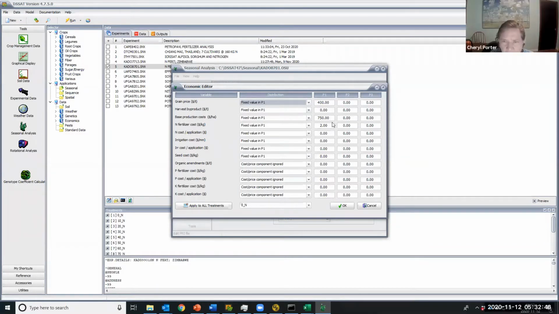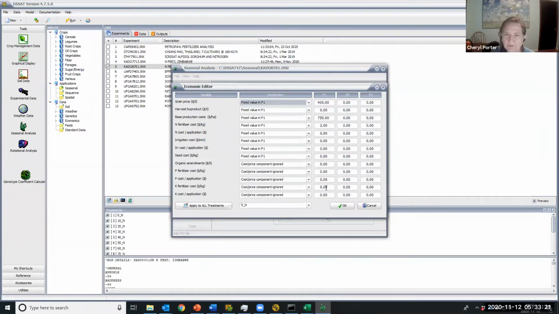So the other two costs that were given were $2 per kilogram of nitrogen. So I've used that here. And a fixed base production cost of 750, which is here.